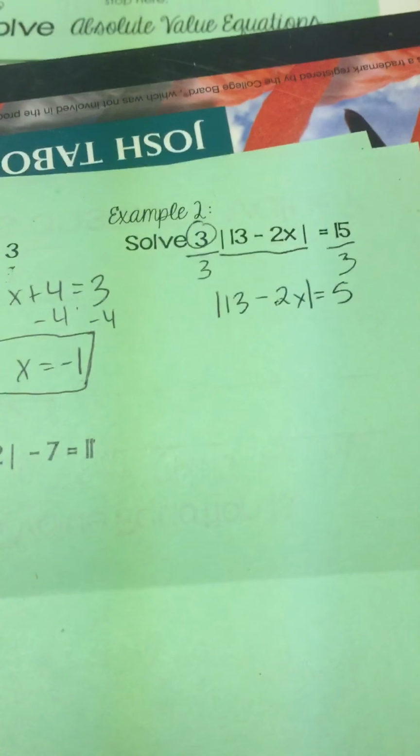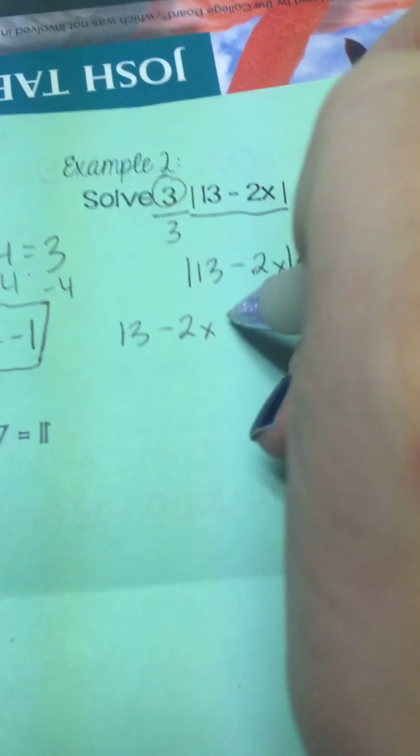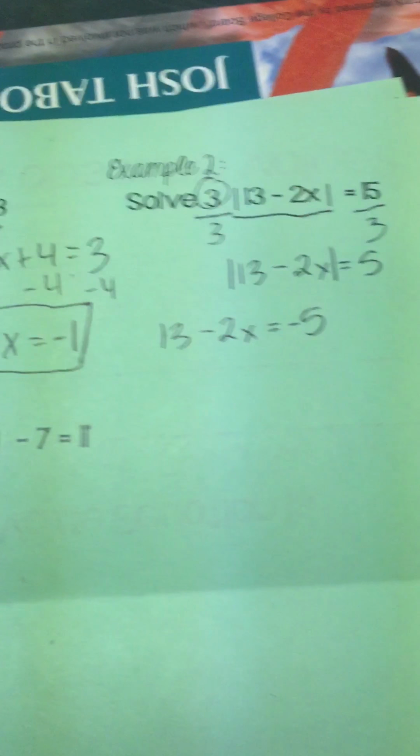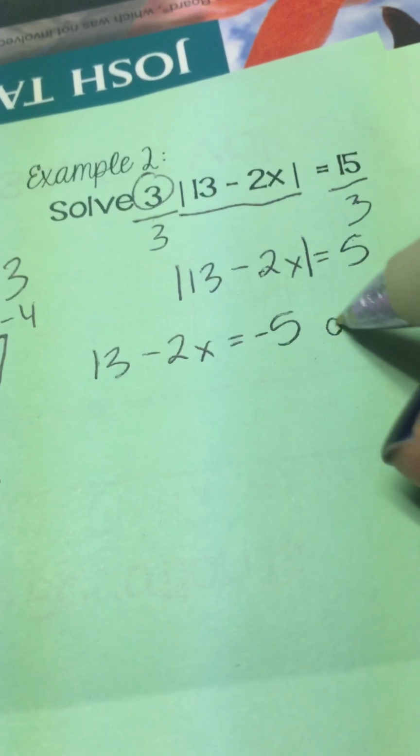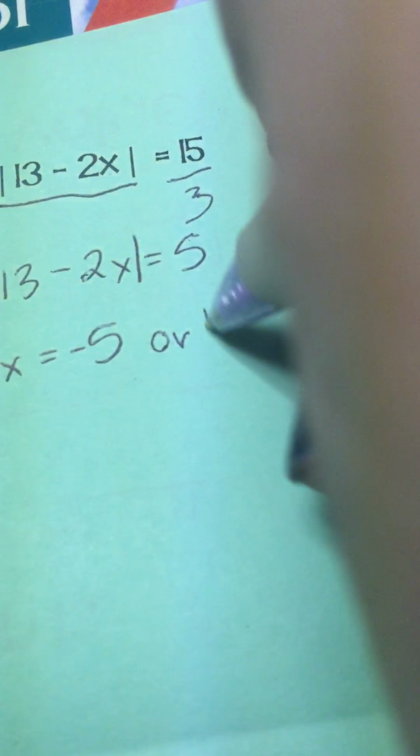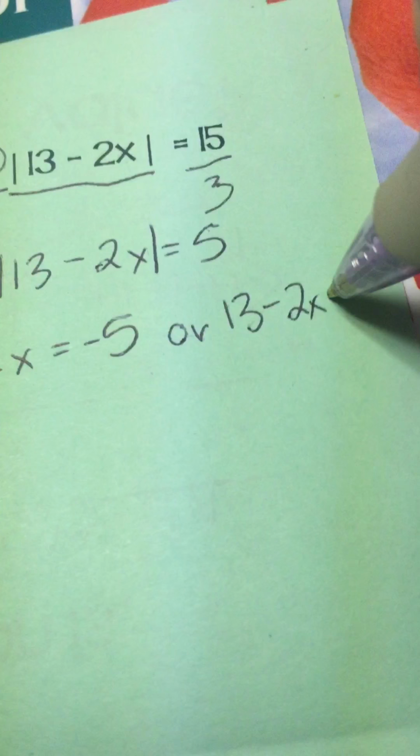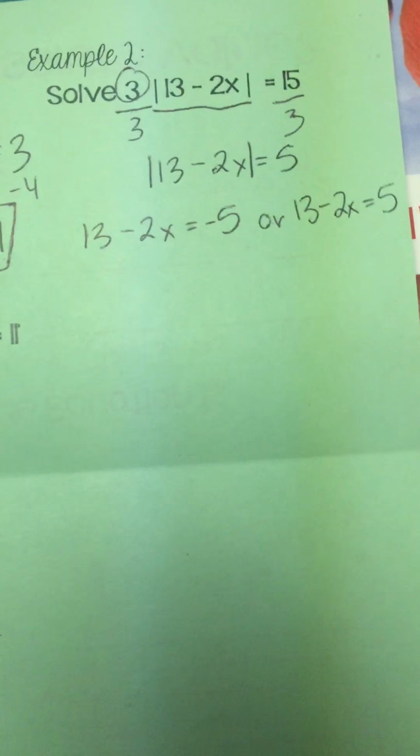And when I write my next equations, I can get rid of the absolute value bars. I'm going to bust the absolute value out of jail by splitting it into two equations. One where it equals negative 5, and one where it equals positive 5. And then it's just a simple equation that we need to solve.